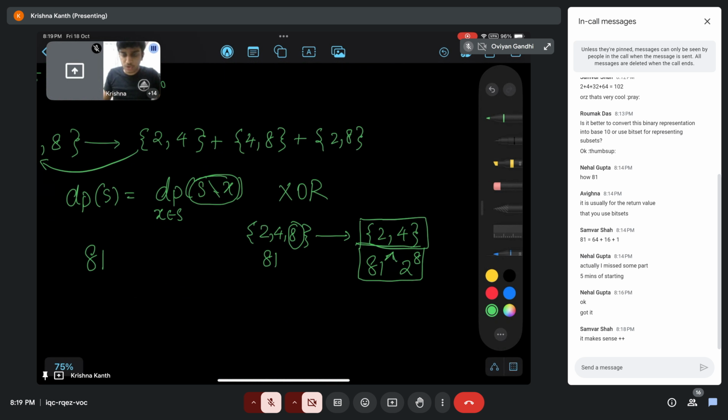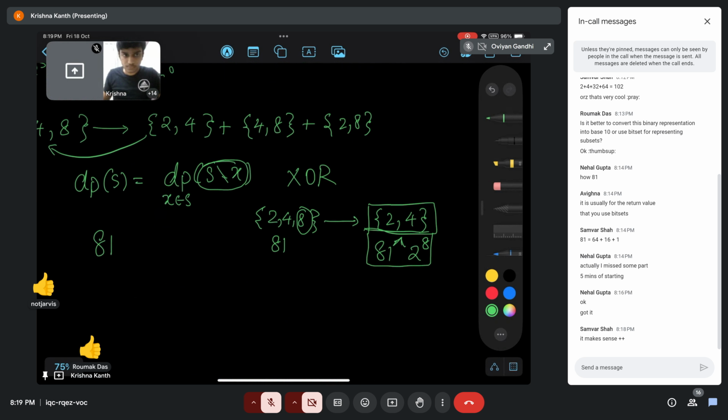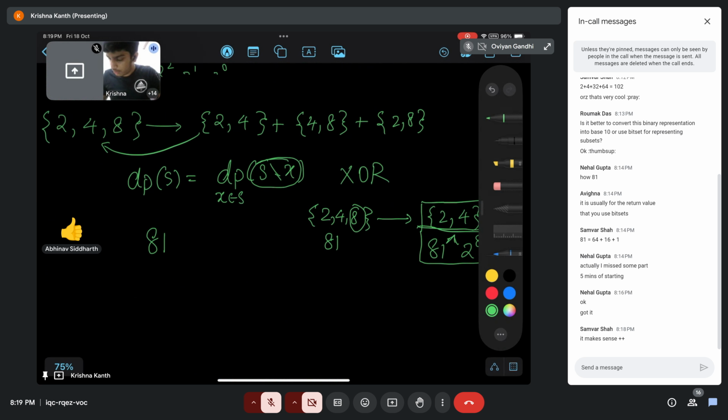I'm assuming all of you know how the XOR operator works. Okay. So this is basically convenient notation for bitmask DP.